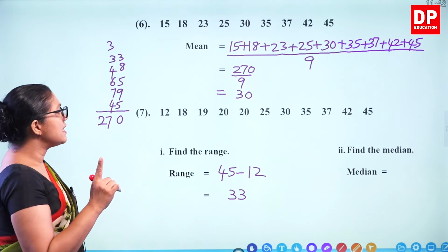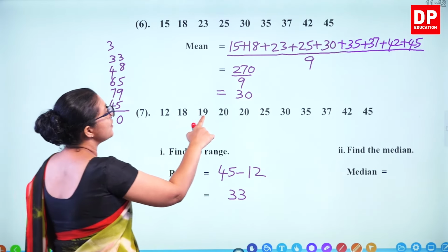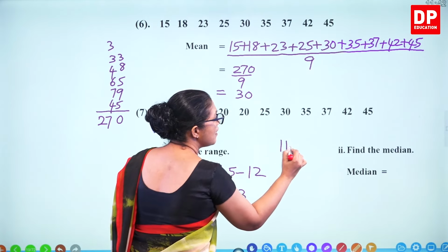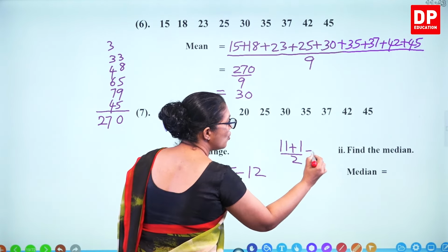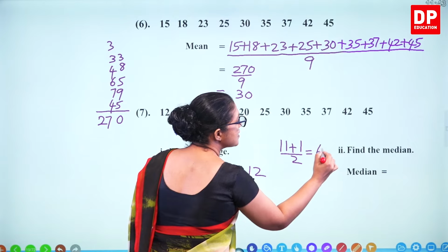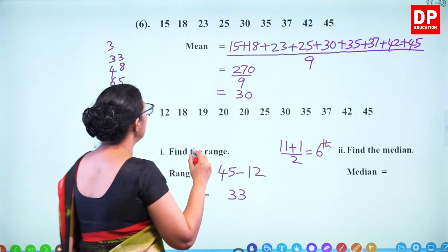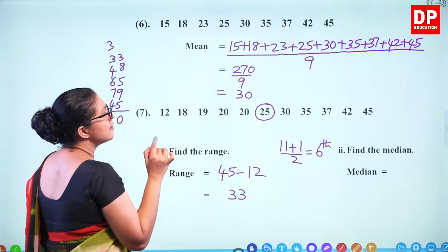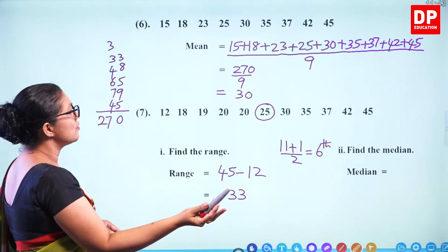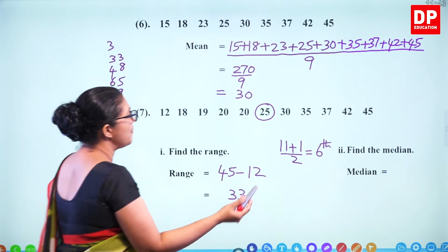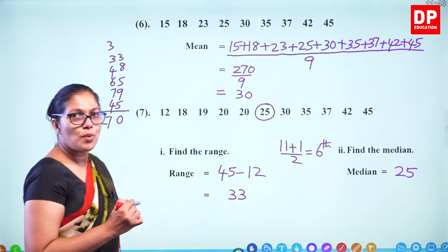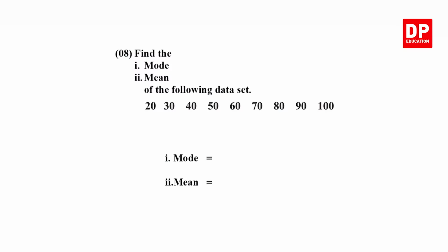How do you find out the median? The middle number. So 1, 2, 3, 4, 5, 6, 7, 8, 9, 10, 11. That means 11 plus 1 divided by 2. 12 divided by 2, that's the sixth number you have to take. 1, 2, 3, 4, 5, 6. So 1, 2, 3, 4, 5, 5 to the right and 5 to the left. So the middle number is 25. So median is 25.